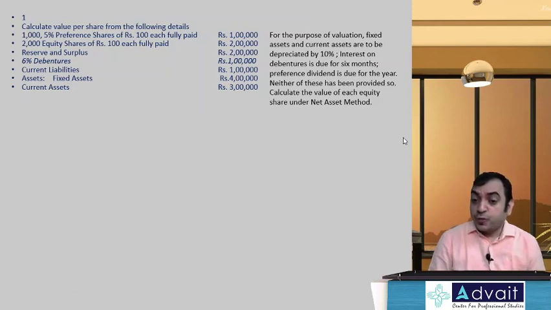Interest on debenture is due for 6 months. Preference share dividend is due for 1 year. Neither of these has been provided so far. Calculate the value of each equity share under net asset method. Net asset method is also called the intrinsic value method by some people, and the book value method by others. Anyway, so asset method, net assets method.